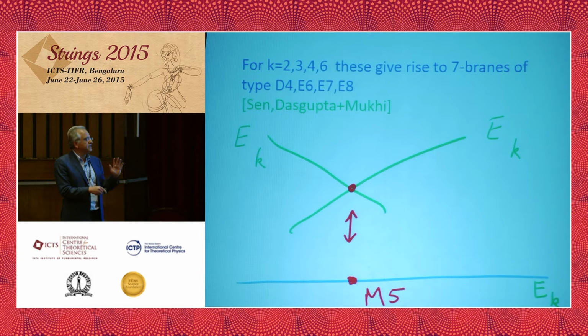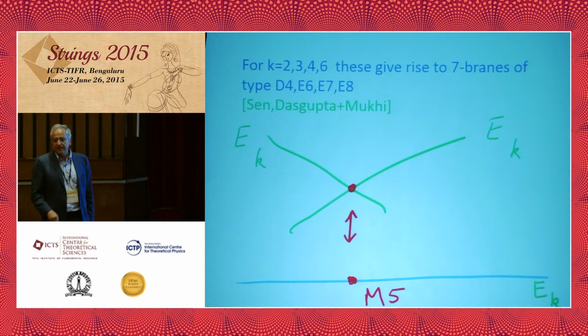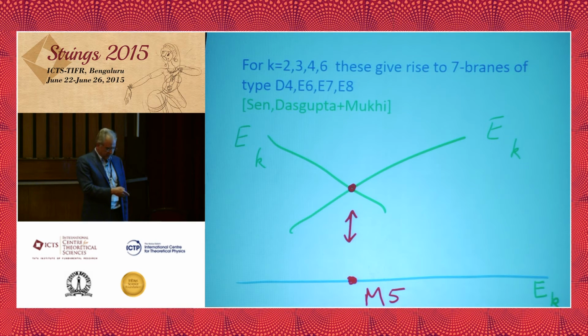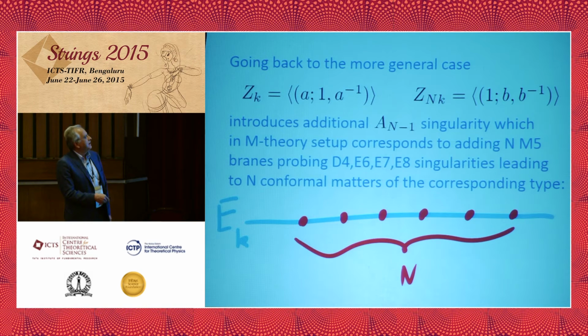Since you have two generators, you get two Ek singularities intersecting at a point at the origin of C2. This turns out to be dual in the M theory language to an M5 brane probing the Ek singularity, where Ek here denotes D4, E6, E7, and E8. But this is what I already discussed partly in the last strings meeting. It's what we call conformal matter. And if you do the n-fold version of this, if you replace Zk by Znk, it gives you n M5 branes probing the Ek singularity. So this corresponds to n conformal matters of the corresponding type.